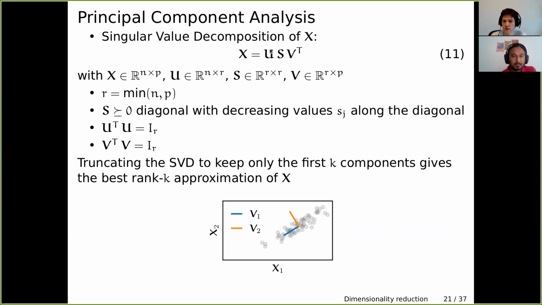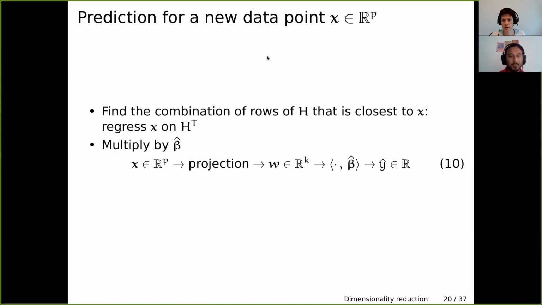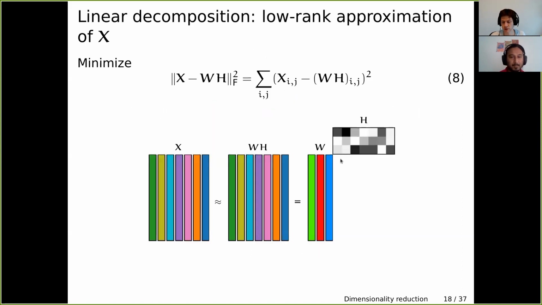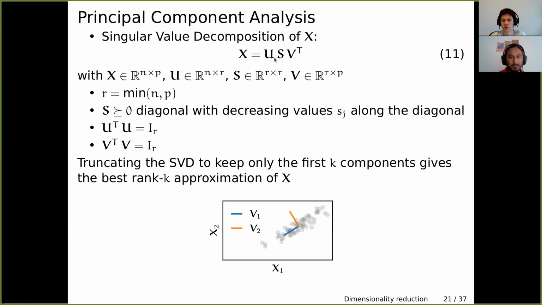U, which has orthogonal columns that span the column space of X. S, which is a diagonal matrix with positive and decreasing numbers on its diagonal. And V transpose, which is also an orthogonal matrix, this time spanning the row space of X. I'll show an illustration in a minute. But basically, we compute this factorization with the fact that this matrix multiplied by its transpose is the identity, and the same for this one.